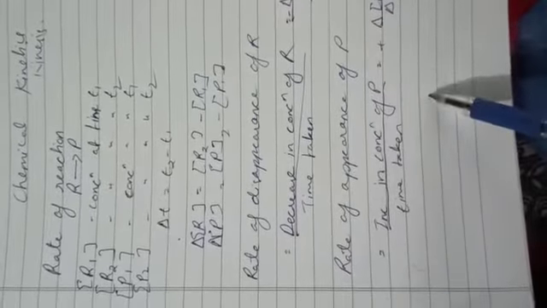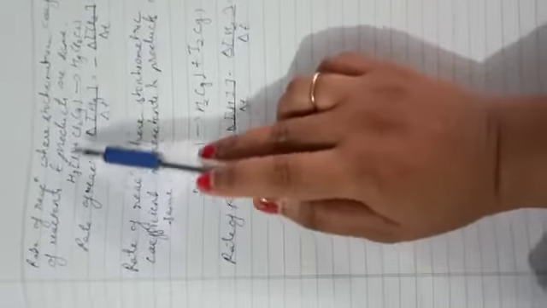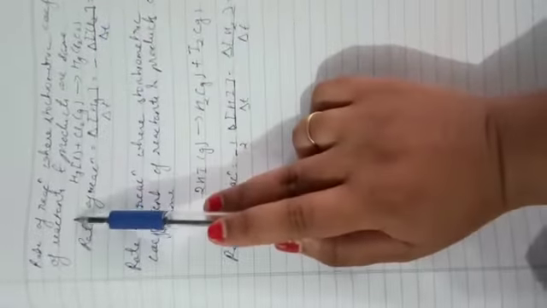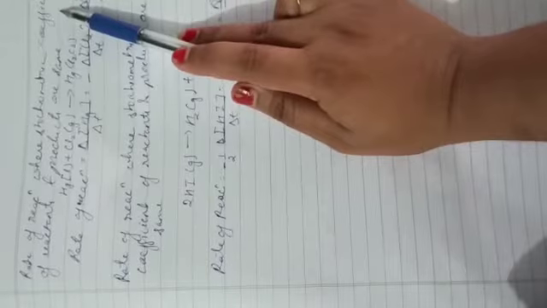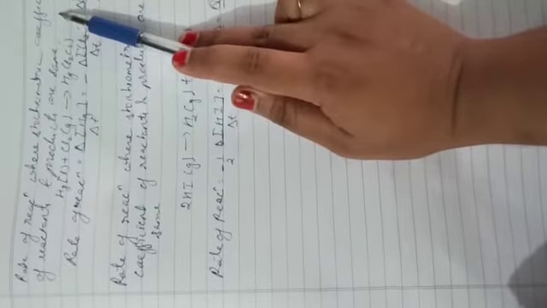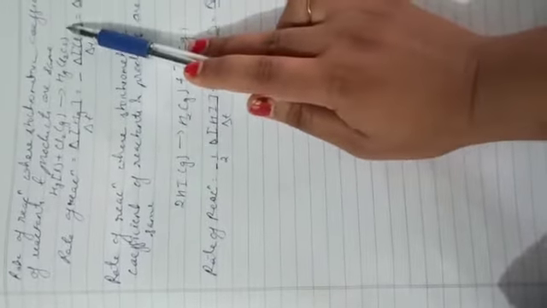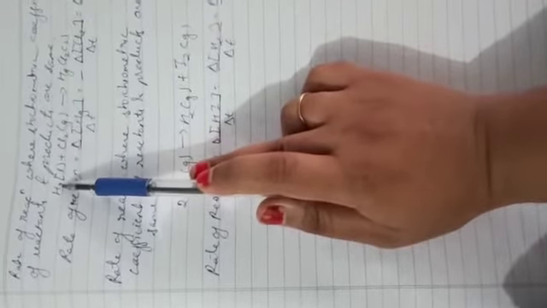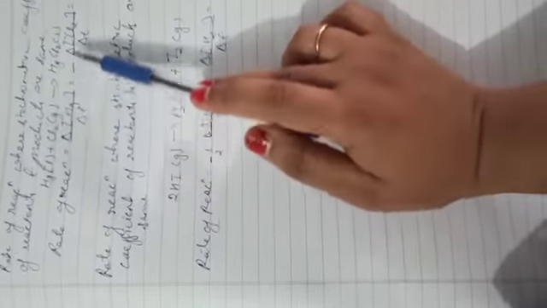Okay, now how to represent the rate of a reaction through equations? Let's look here. Rate of reaction when the stoichiometric coefficients of the reactants and products are the same. Stoichiometric coefficient you have studied in class 11. I'll just remind you here: stoichiometric coefficient means the number of moles of a reactant taking part in the reaction.